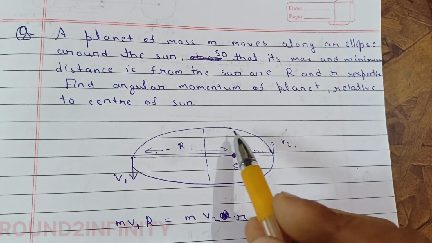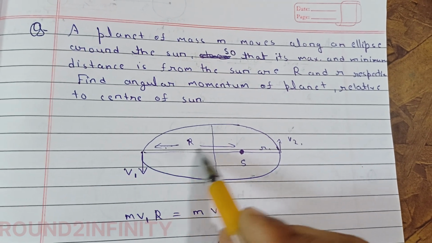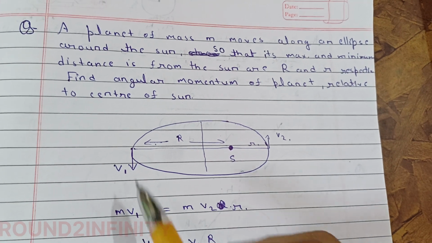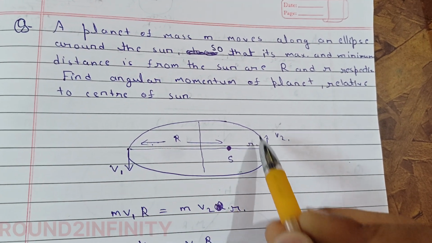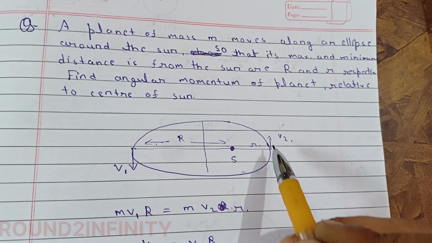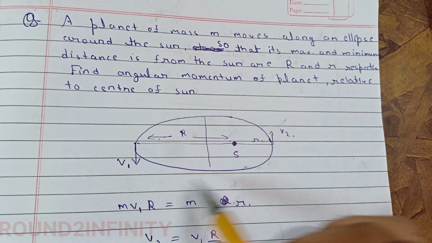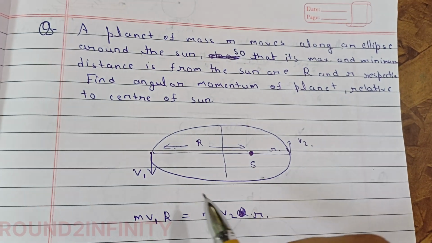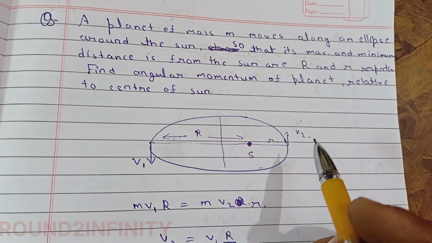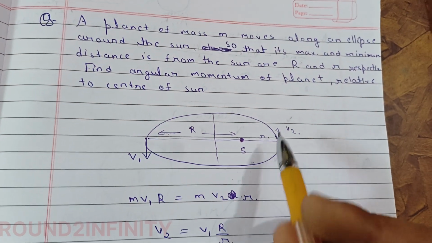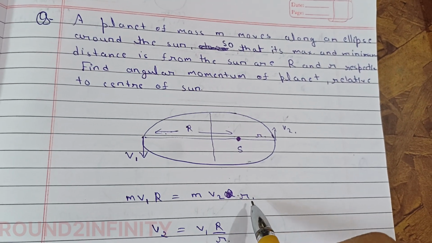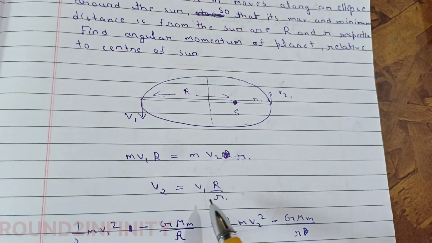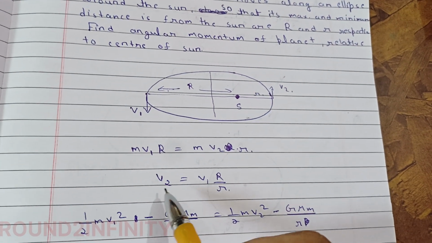So a planet is moving around the sun, its maximum distance is R from the sun and minimum is small r. At one point the velocity is v1, at the other the velocity is v2. We need to find the angular momentum of the planet. From the conservation of angular momentum at these two points, m v1 R equals m v2 r. This is capital R, this is small r. From here we can find v2 in terms of v1.